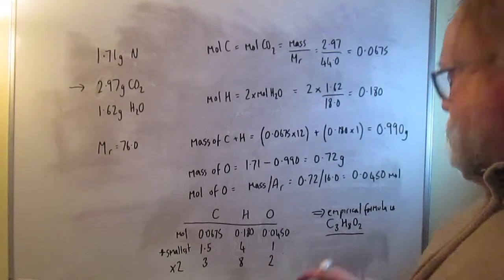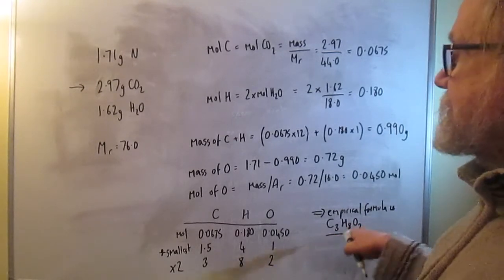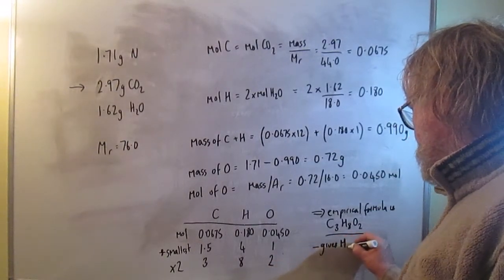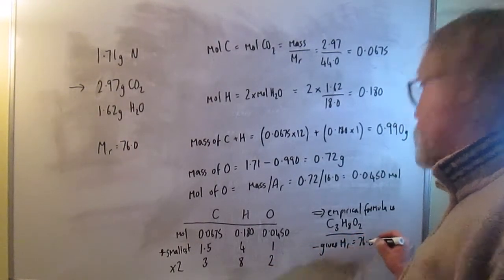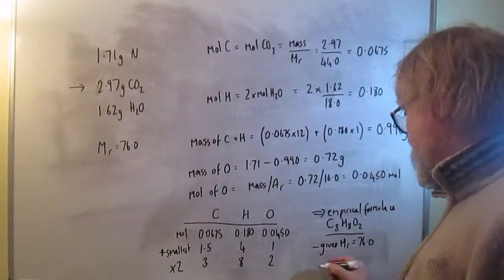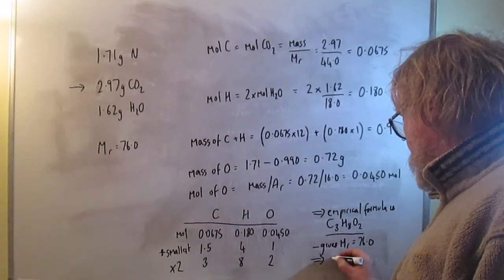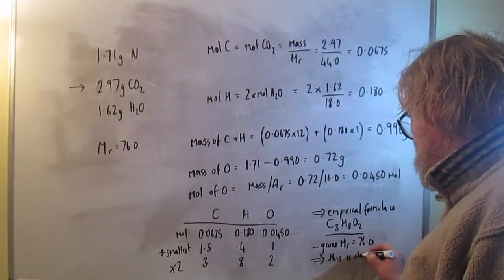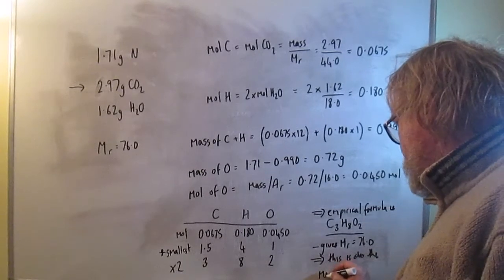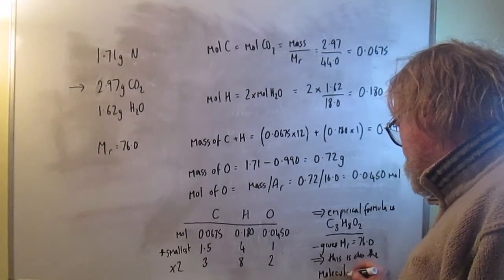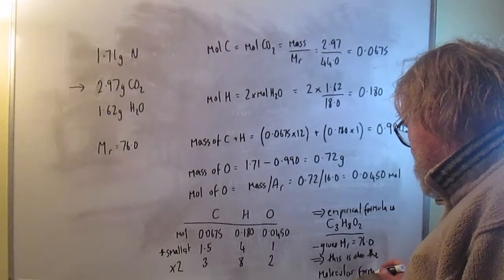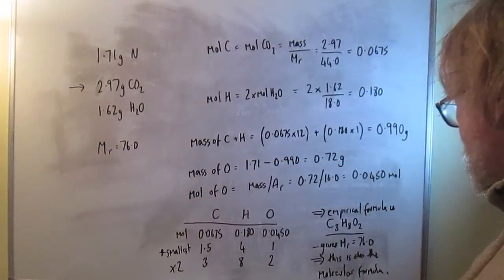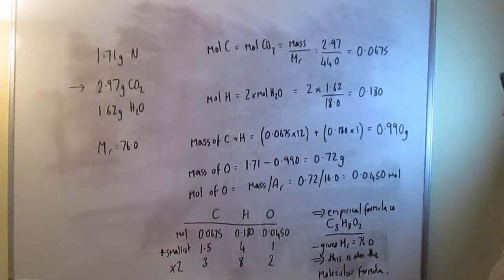But that's also the molecular formula, because if you add that lot up, that adds up to 76. So this gives Mr of 76.0, which agrees with the number it told us, which therefore means that this is also the molecular formula. Okay, so we needed to establish that, not just assume that. Okay, because you have to show explicitly that you've taken the Mr into account in deducing the molecular formula.